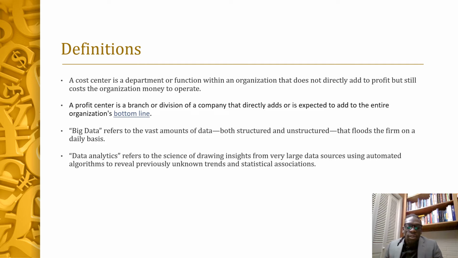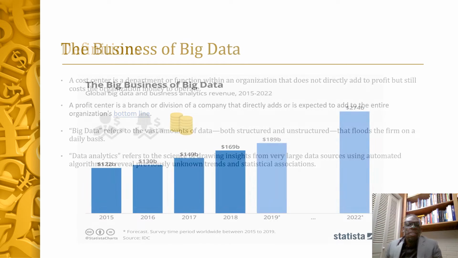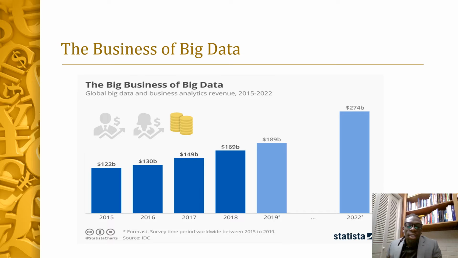Big data refers to the vast amounts of data, both structured and unstructured, that floods the firm on a daily basis. And data analytics refers to the science of drawing insights from very large data sources using automated algorithms to review previously unknown trends and statistical associations. This chart shows the impact that big data and data analytics is having on corporate revenues.